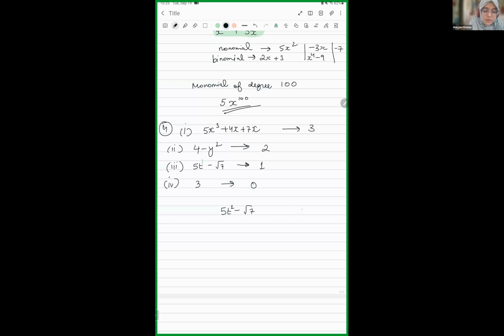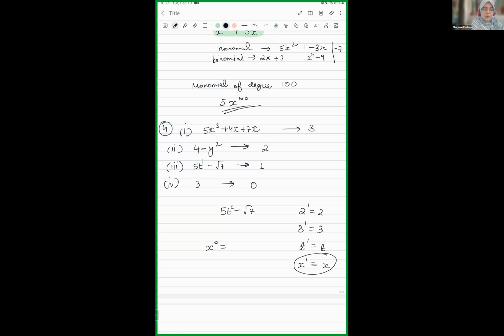Okay. Agni, what is 2 to the power 1? 2. What is 3 to the power 1? 3. What is t to the power 1? T. What is x to the power 1? X. Okay. Remember this. Now, what is x to the power 0? X. X to the power 0 is also x.